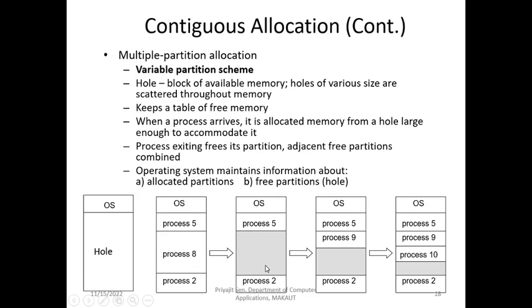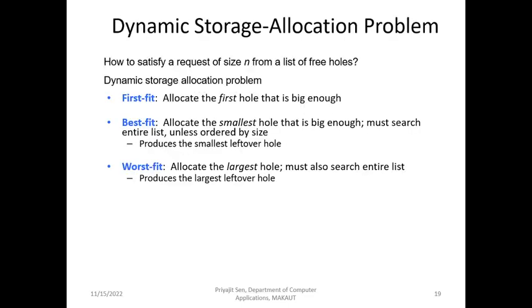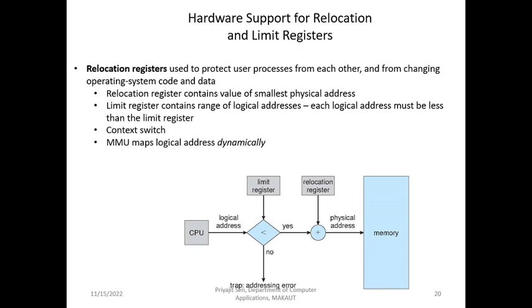As we have seen in this figure, process 8 left from this location. So why is this happening? You are going to free the partition, and that partition will be freed. The process will be leaving the main memory. The same thing happens here by using context switching. You can swap some process out of main memory also. And this MMU, the memory management unit, maps the logical address dynamically.